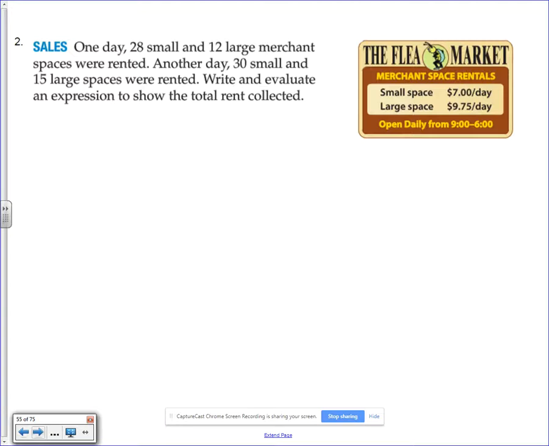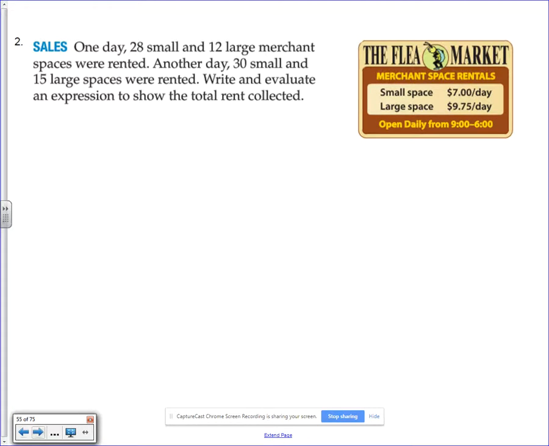This is a flea market. Everybody know what a flea market is? We're not selling fleas. Okay, it's where a bunch of little vendors set up and they sell what they make or what they have or what have you, okay? Read along with me. One day, 28 small and 12 large merchant spaces were rented. Another day, 30 small and 15 large spaces were rented. Write and evaluate an expression to show the total rent collected.